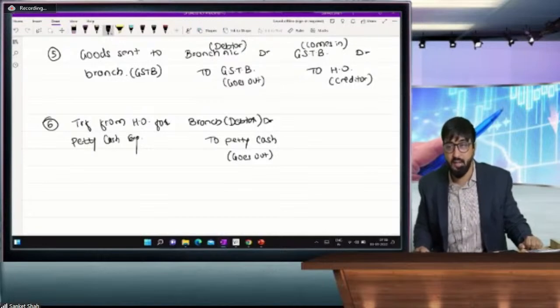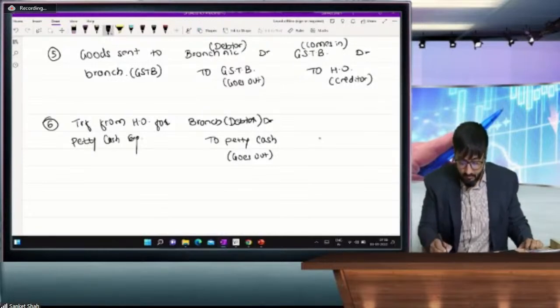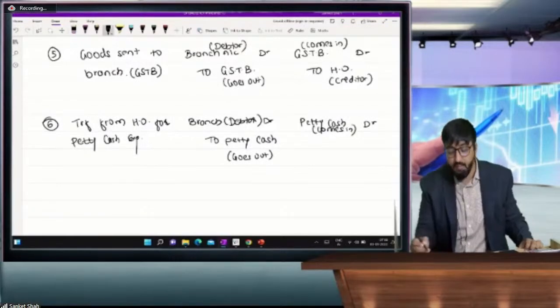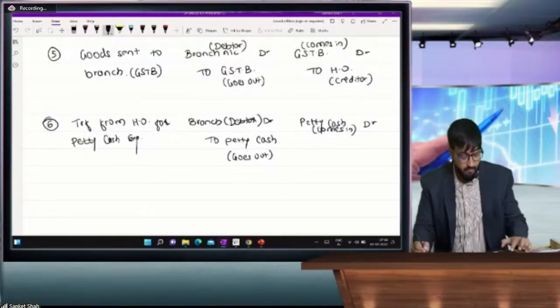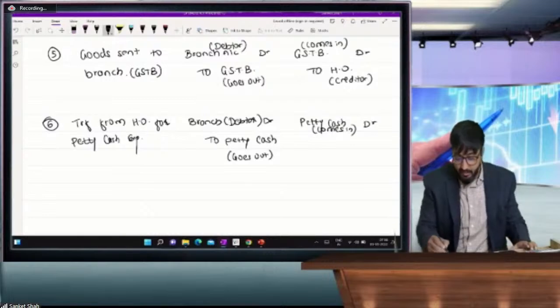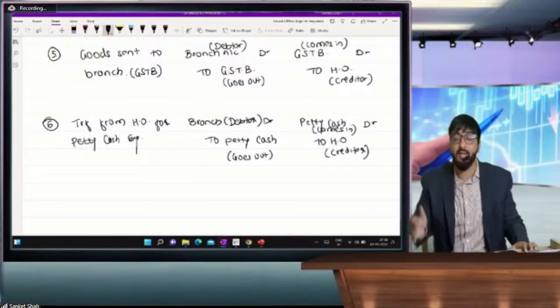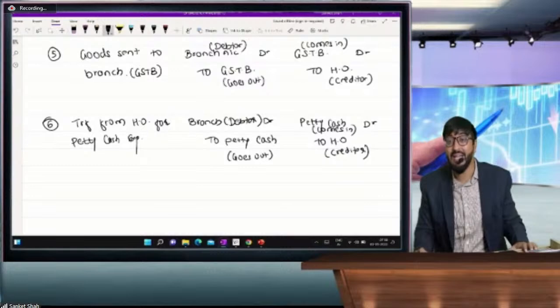Branch is a debtor, and for branch it comes in, and branch has to pay it to HO because HO is a payable in branch books. We have to pay it later. So HO is our creditor. HO is our payable. And for HO, branch is a receivable. So branch is a debtor.